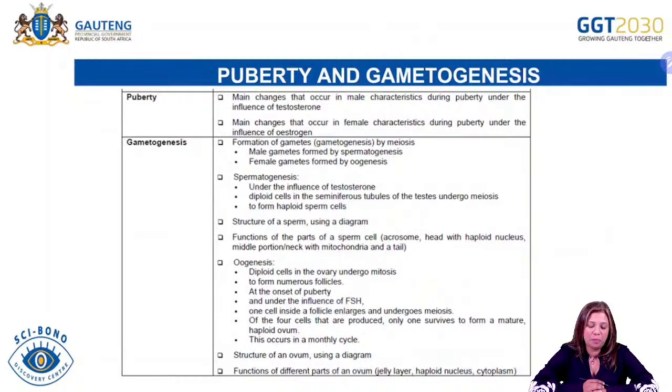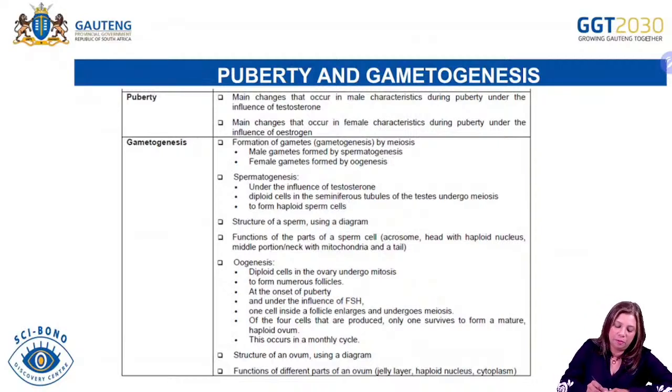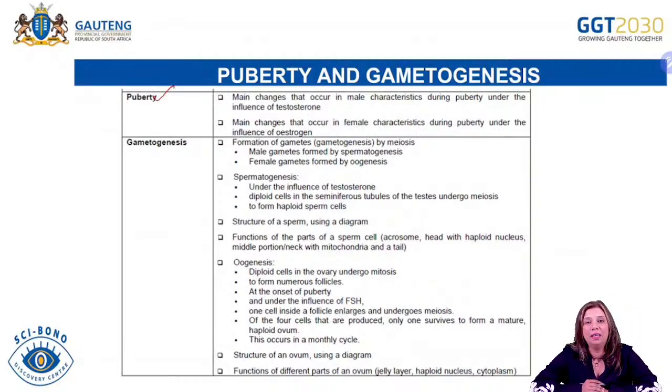So firstly, what we need to focus on when we start studying puberty and gametogenesis is we first need to go to the exam guideline. I feel it's very important to mention that in the textbook there is so much information, and a lot of the information is based on the old syllabus. So when you are studying, it's important that you go through the current exam guideline and the points that are required. These points are the main changes. If you look at puberty itself, the main changes that occur in male characteristics under the influence of testosterone, and the main changes that occur in female characteristics under the influence of estrogen. And then we're going to go over gametogenesis.